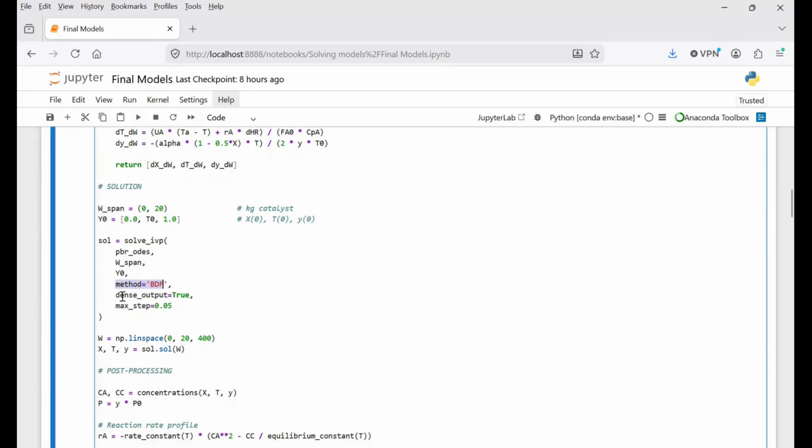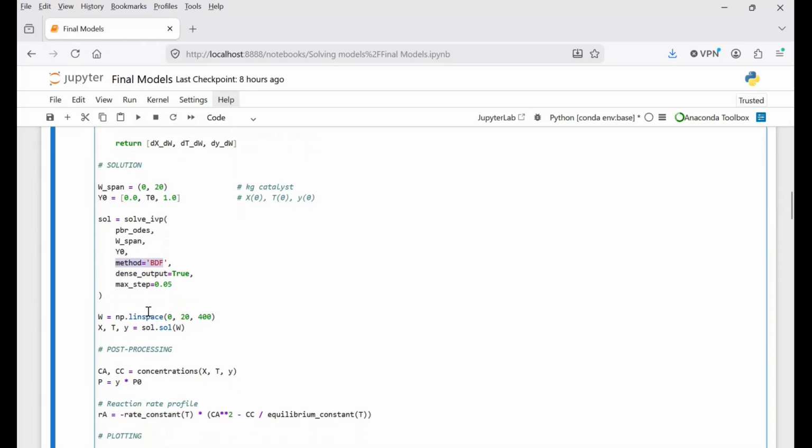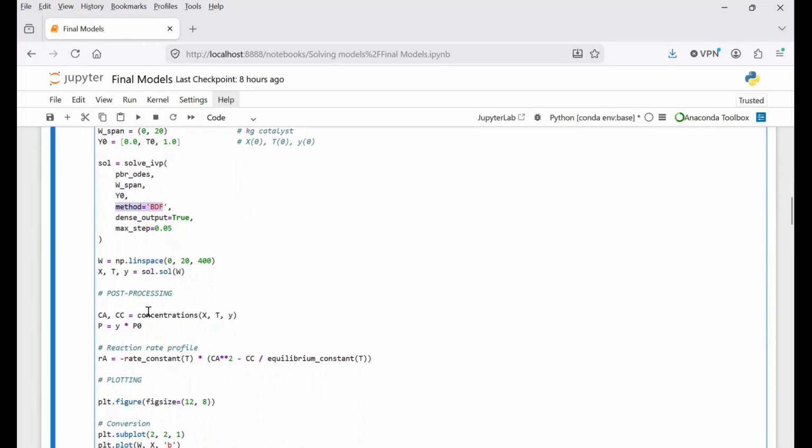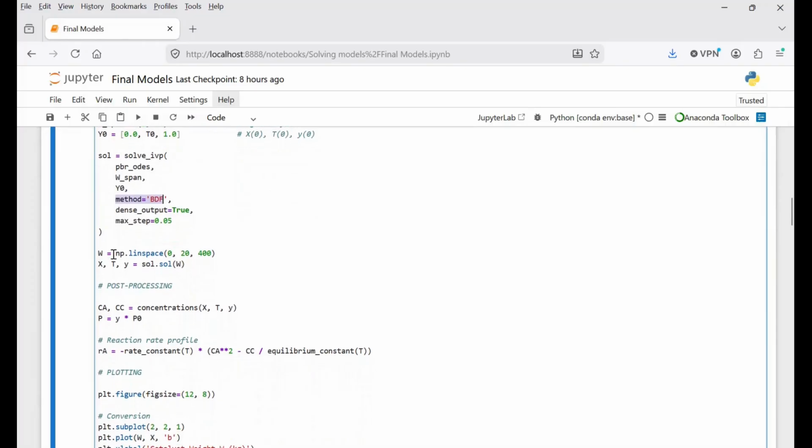Then dense_output is true. This is optional, and then we define how we want the W. Remember your t_eval in the previous video. So the specific weight points that we want to use, we define it. So even though we are running from 0 to 20 kilograms, we want 400 points between those.